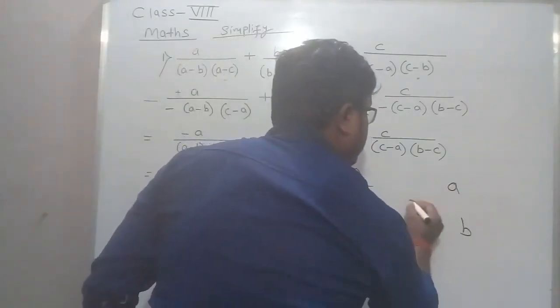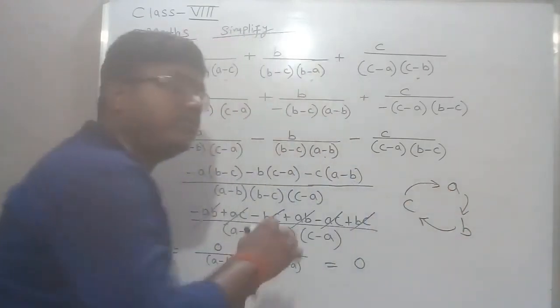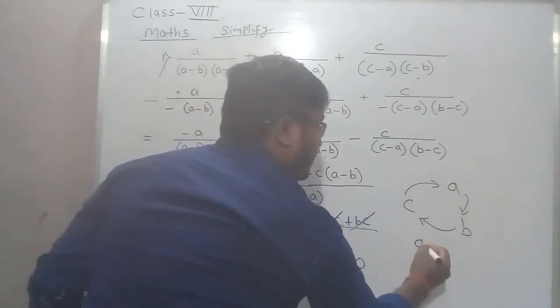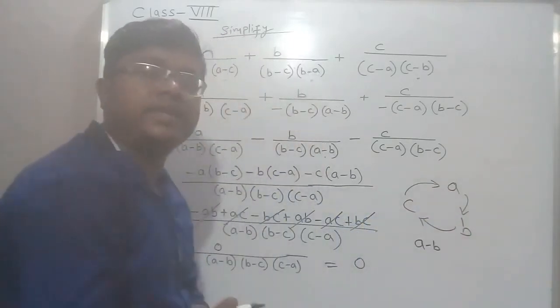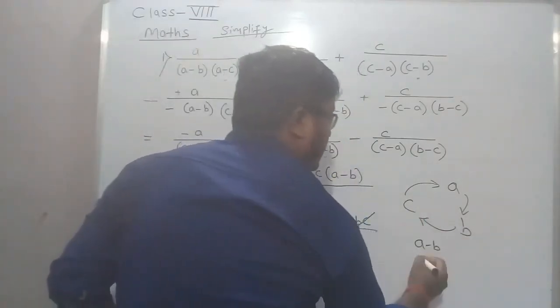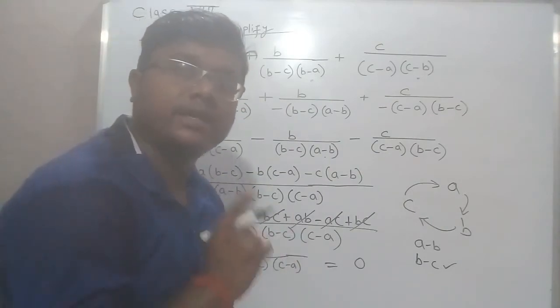A, B, C. A to B, B to C, and C to A. We need to follow this order, okay? Like I mean to say, if there is A minus B, okay. But if there is B minus A, correct it. Similarly, if there is B minus C, okay. But if there is C minus B, then correct it.